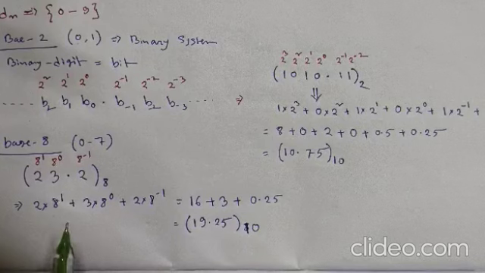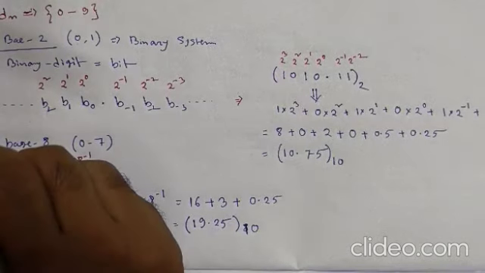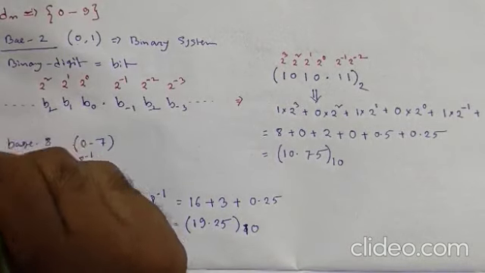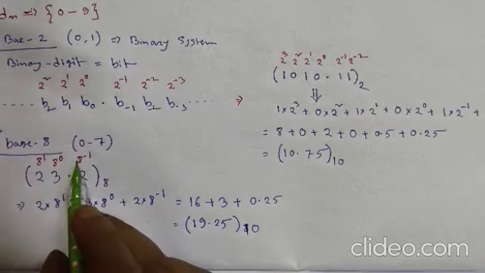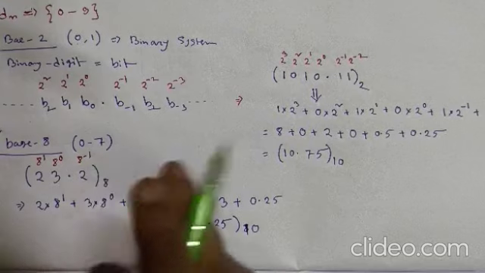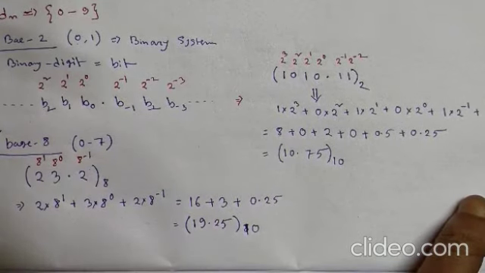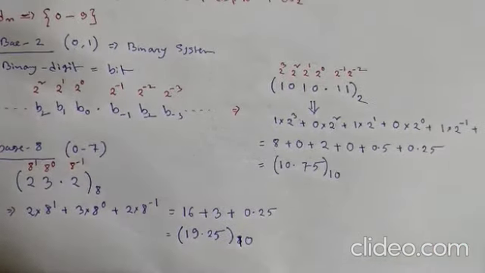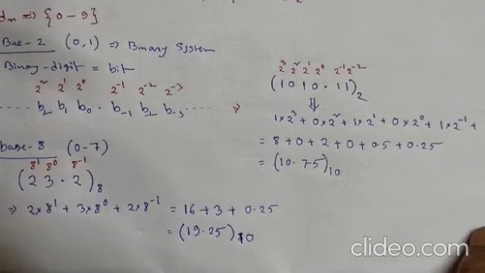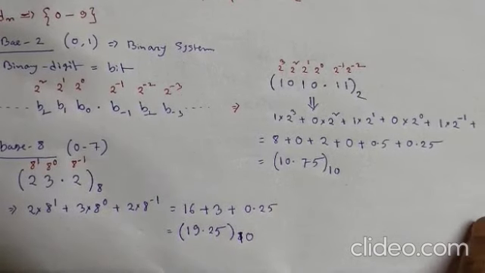So the base 8 system is called the octal system. Here we have a total of 8 symbols. In the same way, we have the hexadecimal system, which will be discussed in the next class.